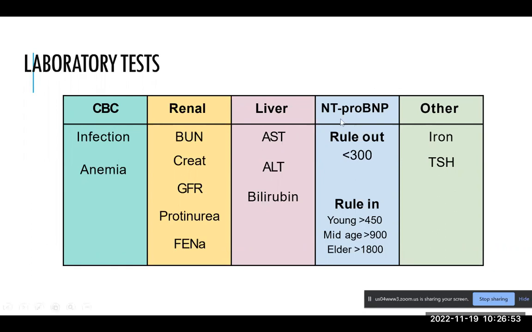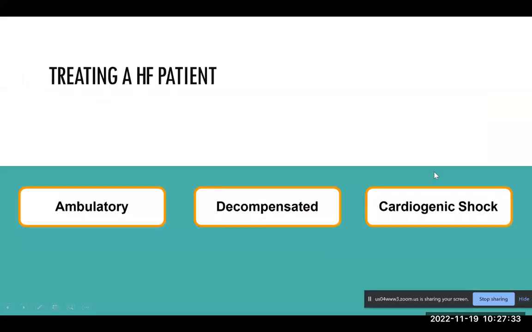ProBNP is an important tool in basically ruling out because it has high sensitivity. So if it is less than 100, it makes it unlikely. Special consideration of diagnosis if you have a young patient who has a number more than 450, mid-age more than 900, elderly 1800. These numbers are arbitrary, so you take them with caution, but generally it's helpful for ruling out the disease. Others like iron and TSH.